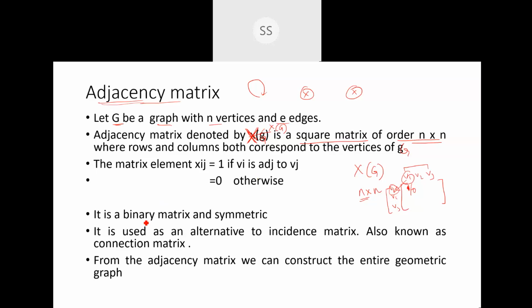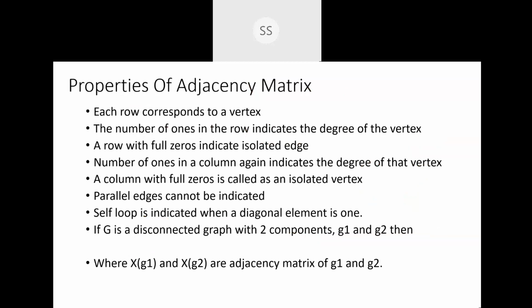Now, it is also called a binary matrix and it is symmetric in nature. It is used as an alternative to the incidence matrix. It is also known as the connection matrix, because it tells us the connection that exists between two vertices. And from the adjacency matrix, we can construct the entire geometric graph that is given. The adjacency matrix is very easy for drawing your graph. It is a specialty.